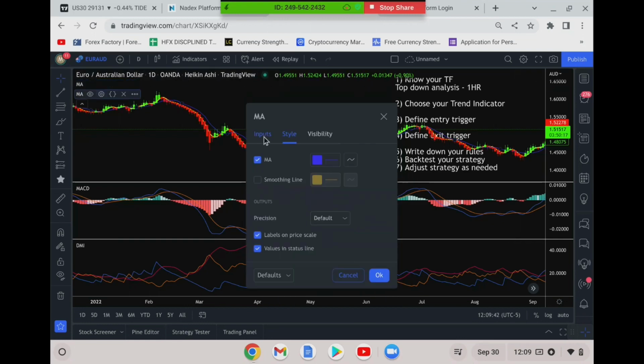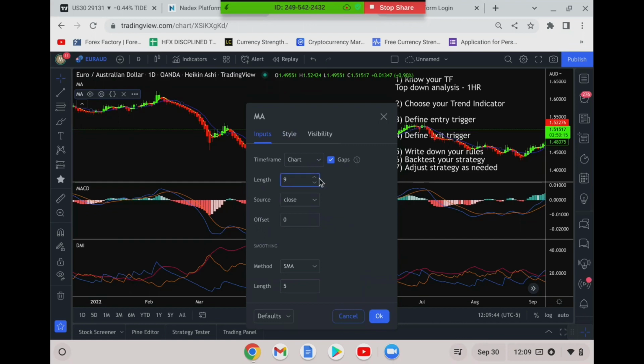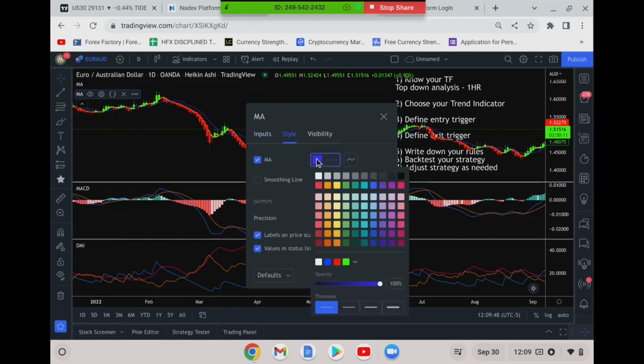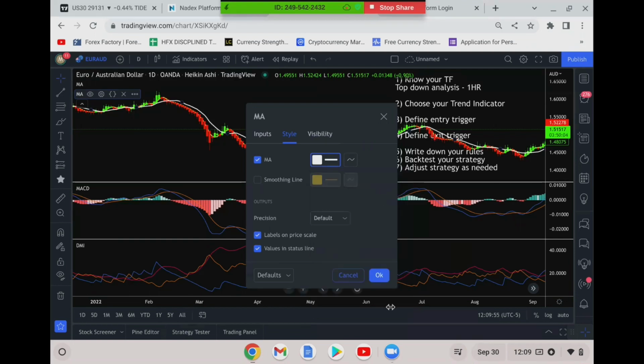We are going to adjust the inputs for this, the length to 10. And for the style, we're going to change the color to white. And we're also going to thicken this line. I'm going to press OK.